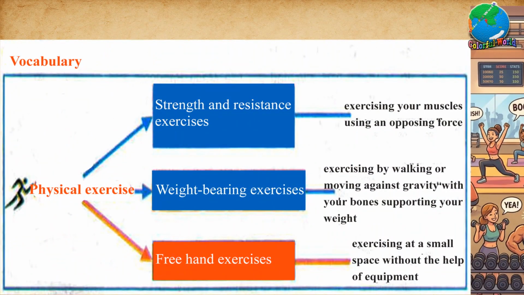Vocabulary: physical exercise can be divided into 3 parts. They are strength and resistance exercises, weight-bearing exercises, and free hand exercises. Strength and resistance exercises are exercising your muscles using an opposing force.